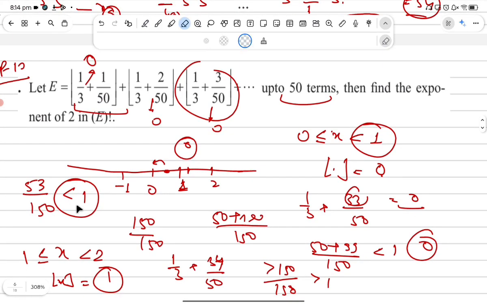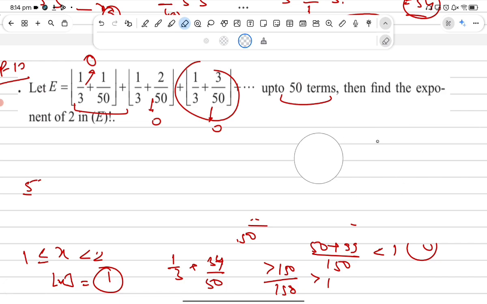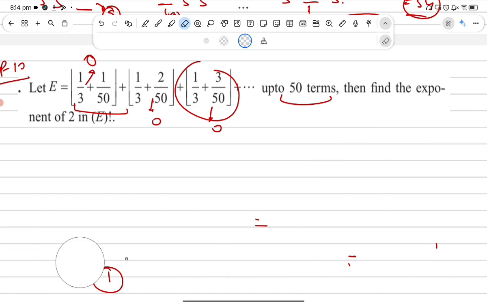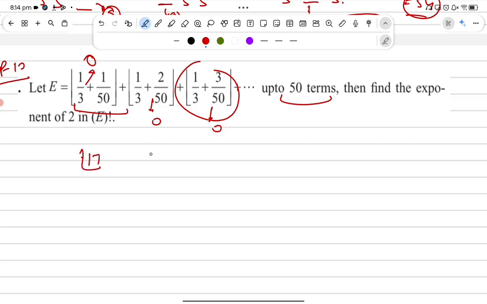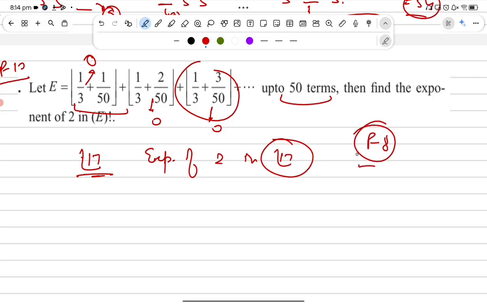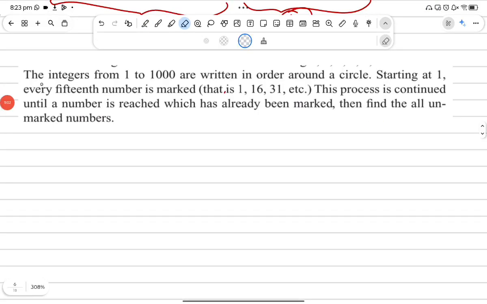Now we are not supposed to find the value of E. The problem says find the exponent of 2 in E factorial. Now this is like the previous problem. So you have to find the exponent of 2 in 17 factorial. I hope you can do this now, since we have already done this in probably problem 8 or something. Yeah, that exact thing you have. So yeah. Alright, so coming to problem 11.